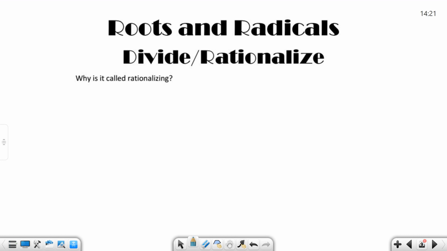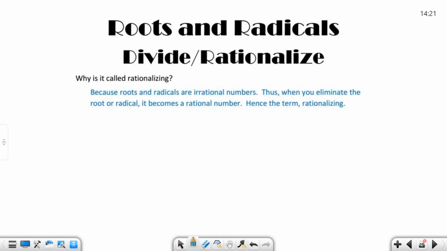So why is it called rationalizing? Well, because roots and radicals are irrational numbers. Thus, when you eliminate the root or the radical, it becomes what we call a rational number, hence the term rationalizing.